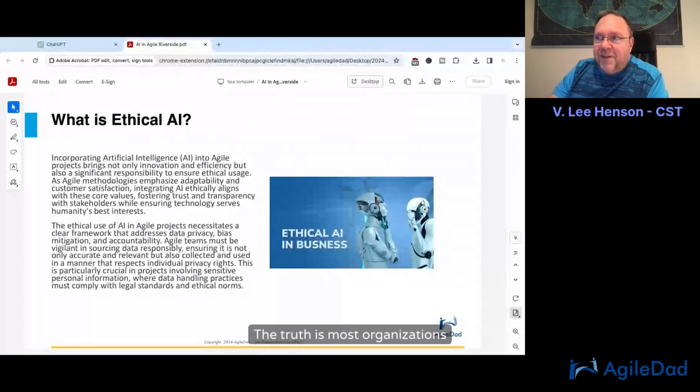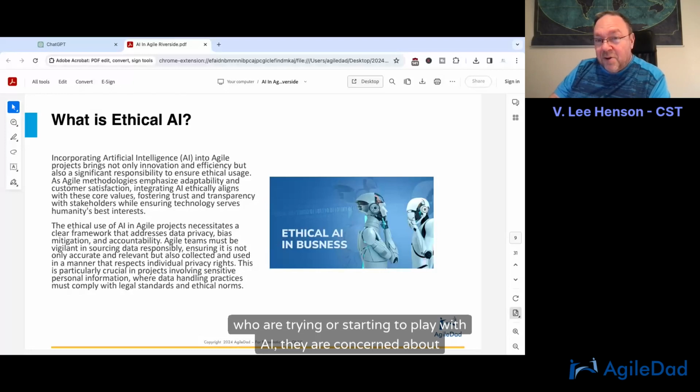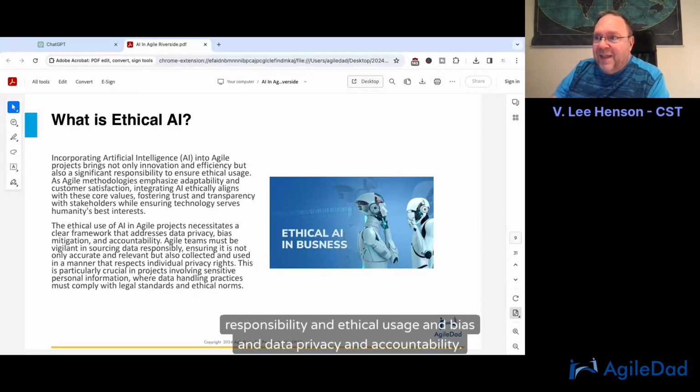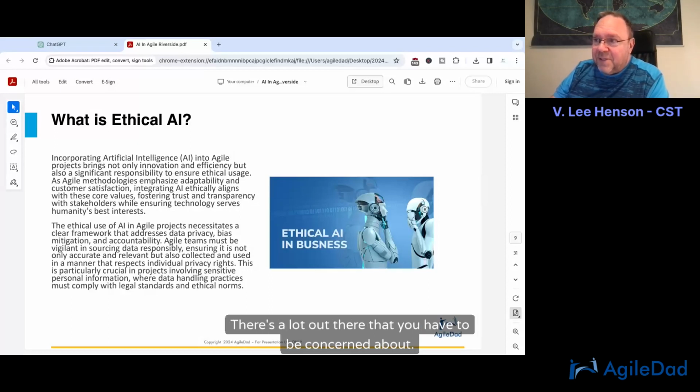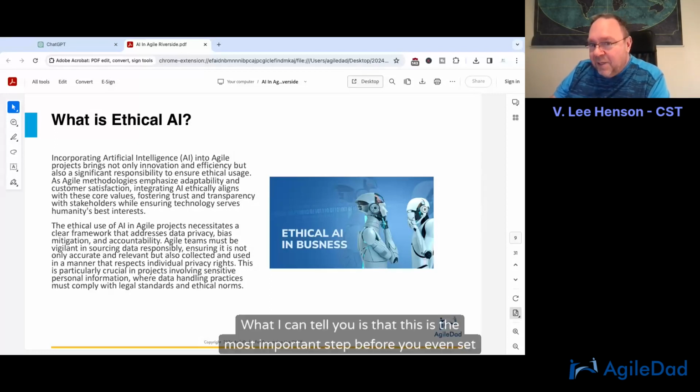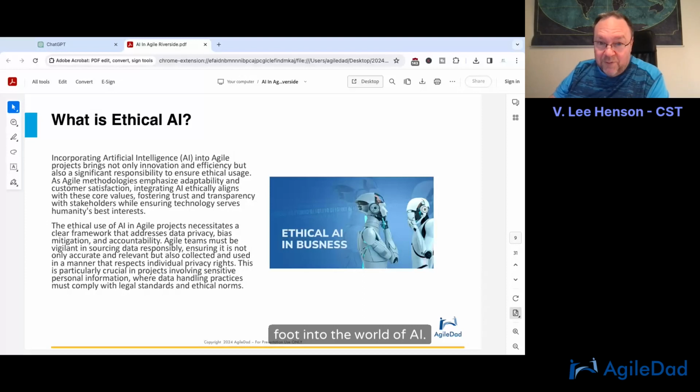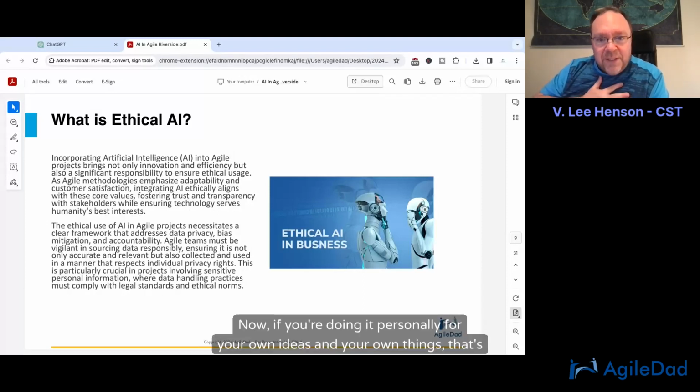The truth is, most organizations who are starting to play with AI are concerned about responsibility and ethical usage, and bias and data privacy and accountability. There's a lot out there that you have to be concerned about. What I can tell you is that this is the most important step before you even set foot into the world of AI. Now, if you're doing it personally, for your own ideas and your own things, that's fine.